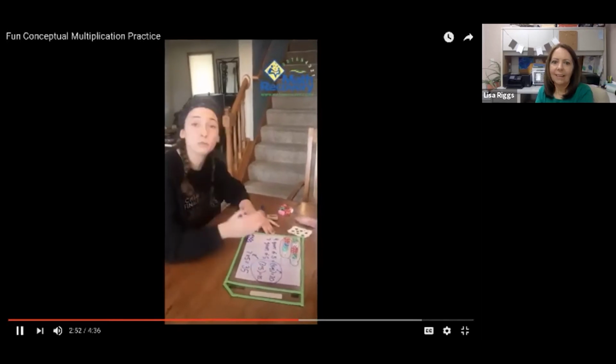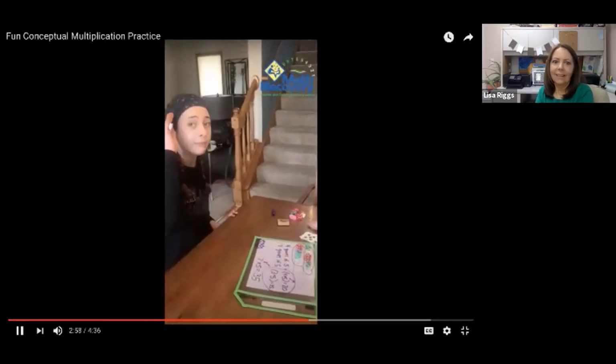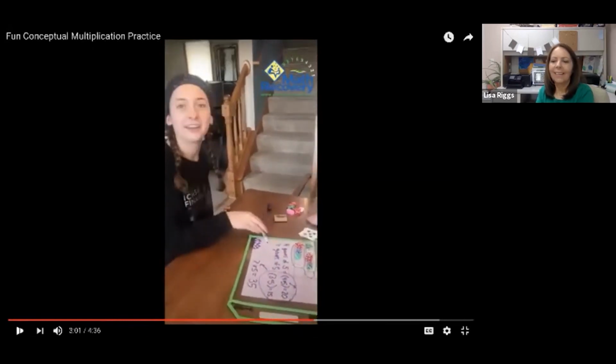It's groups of 5, it's groups of whatever you're doing. So then I have this all learned out, so now I understand 7 groups of 5, 3 groups of 5, 4 groups of 5. I'm conceptually multiplying. So, should we do it again?